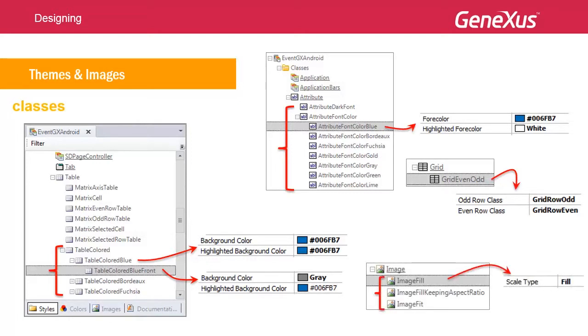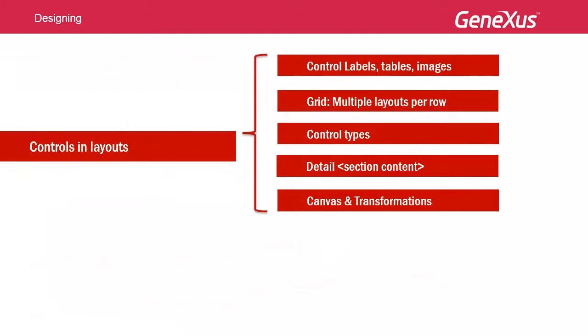Or subclasses of image in order to define how an image is scaled within the cell where it's located. The use of classes is very important because most properties of controls are centralized here. We will not find them at the control level in the layout, but rather at the level of the class associated with the control. And we will see that next when we study the controls in the layouts.